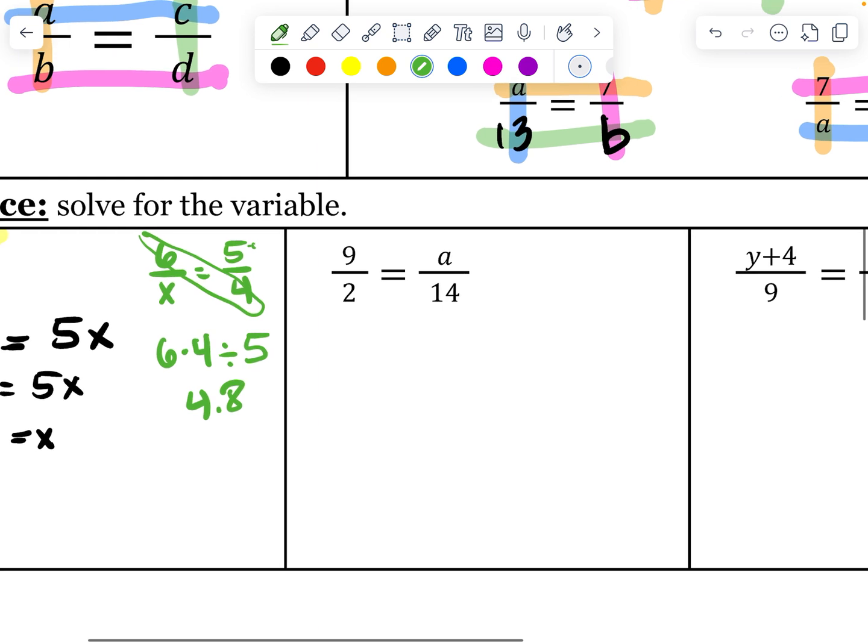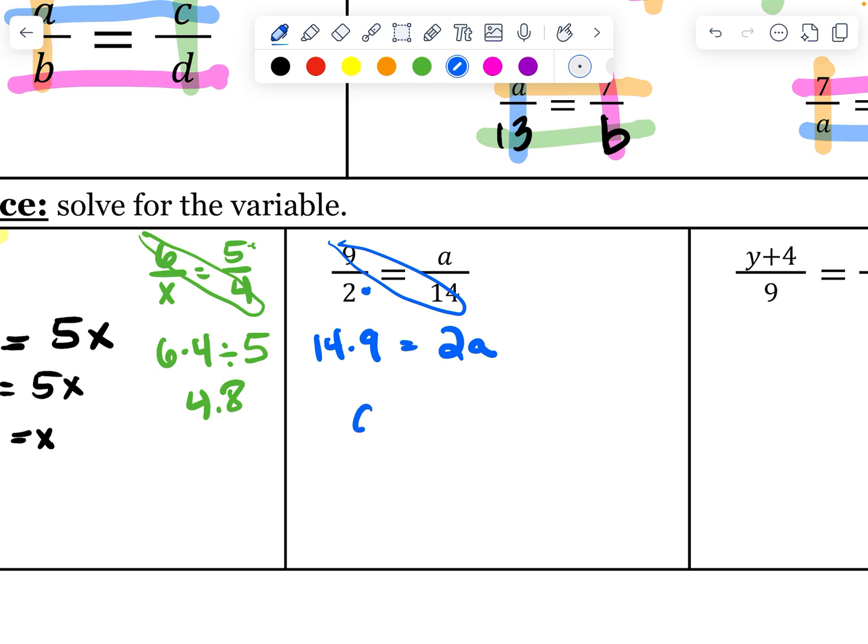I want you to try it, see what you get. First way, 14 times 9 equals 2 times a. Or 14 times 9 divided by the leftover one. So 14 times 9 divided by 2 is 63. A equals 63. It's going to work either way.